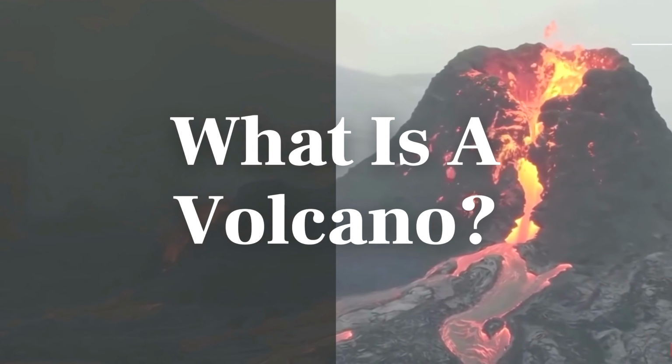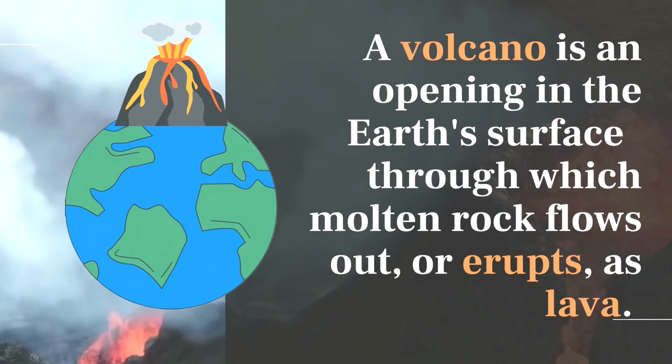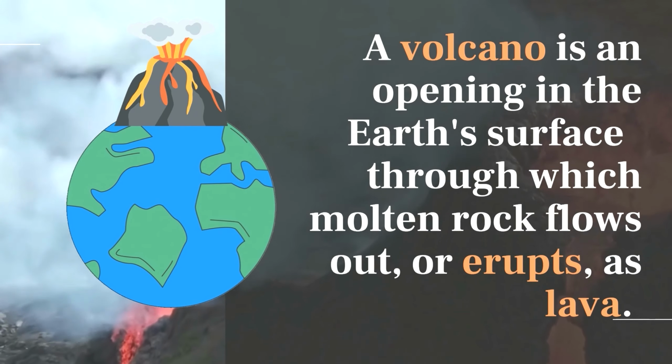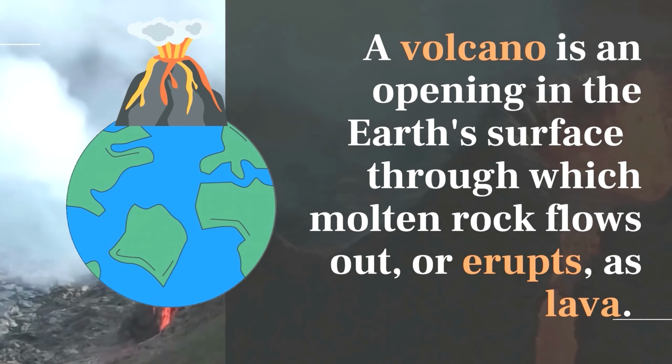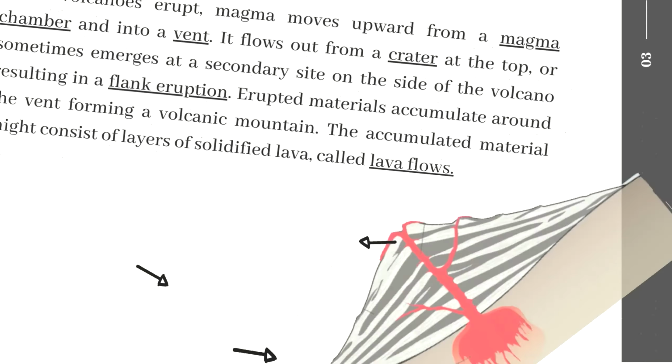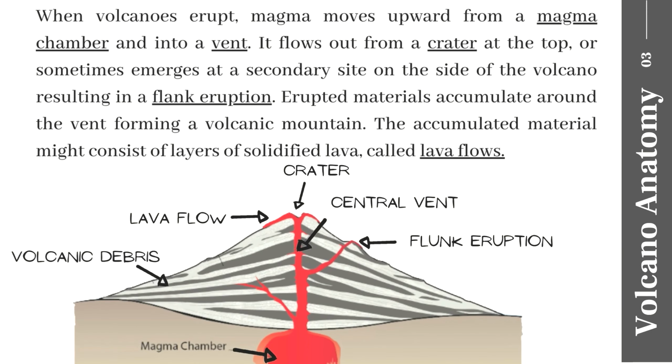What is a volcano? A volcano is an opening in the earth's surface through which molten rock flows out or erupts as lava. When volcanoes erupt, magma moves upward from a magma chamber and into a vent. It flows out from a crater at the top, or sometimes emerges at a secondary site on the side of the volcano, resulting in a flank eruption. Erupted materials accumulate around the vent, forming a volcanic mountain.